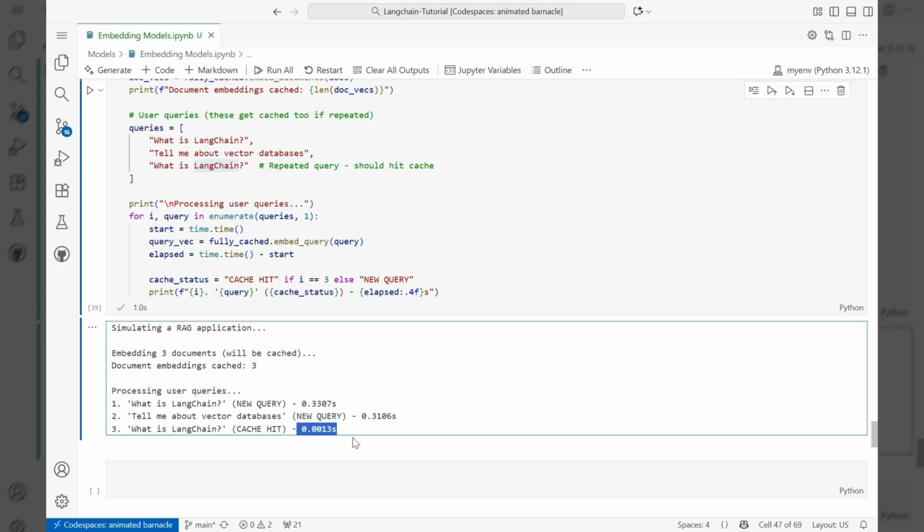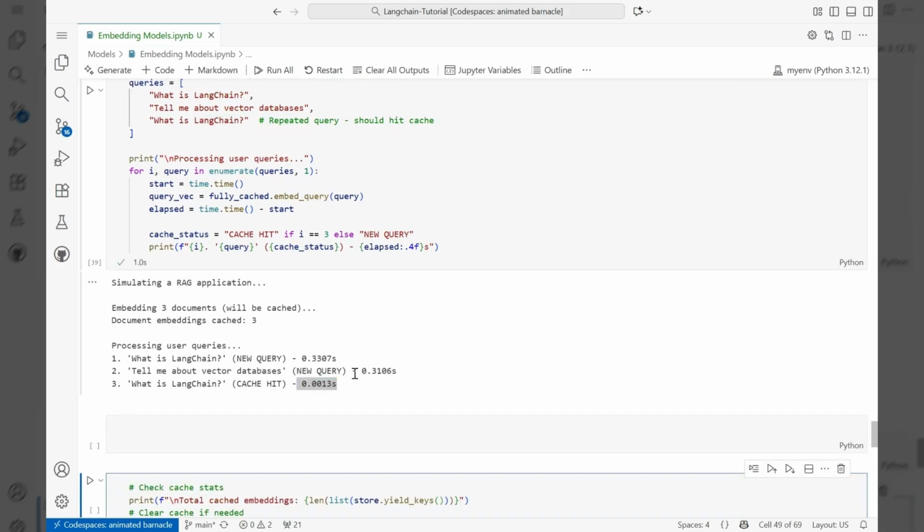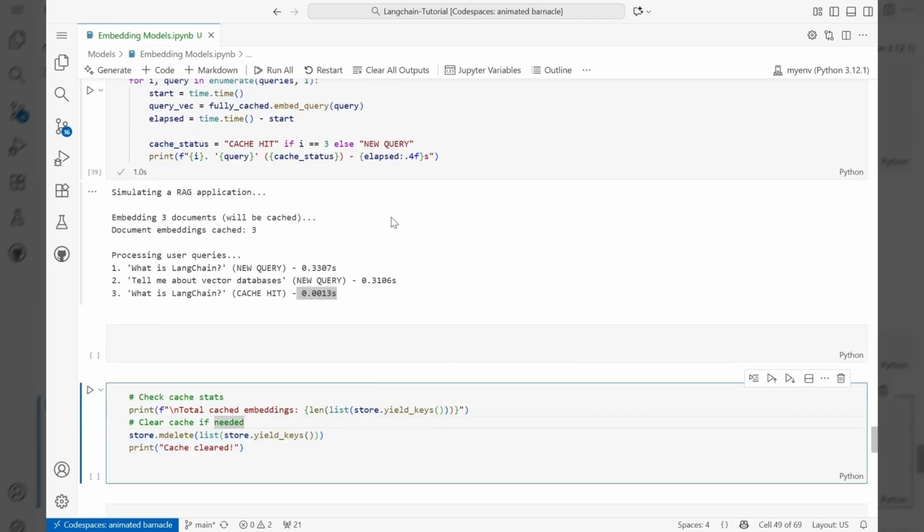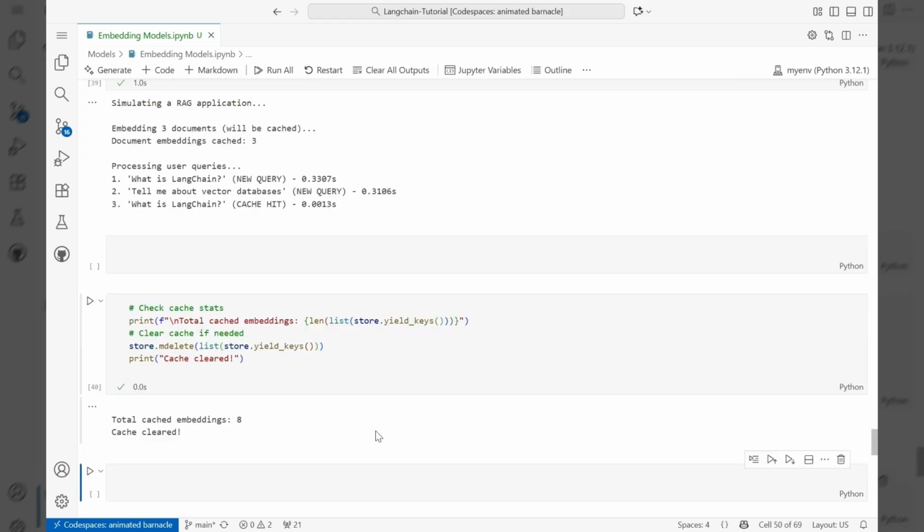Sometimes what will happen? Customers keep asking the same question multiple times. So why waste so much cost on the same query? You can cache those common queries. So it is helping you. First of all, it is saving your time, that reduces latency, and it can save your money as well. That is your cost. And at the end, always remember, whenever your requirement is completed, you can clear the cache as well to free up the store space.